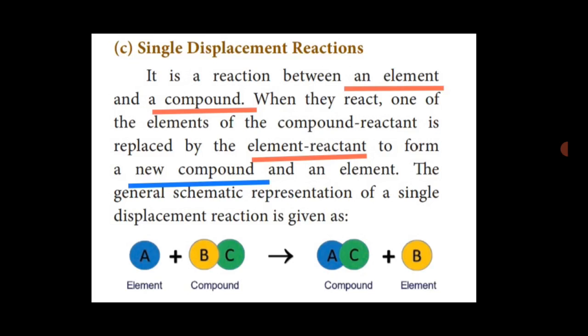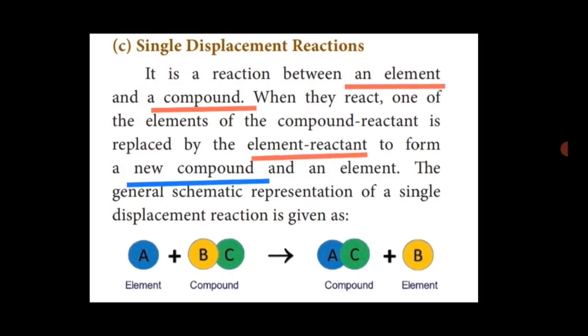The reaction between an element and a compound: one element acts as a reactant, and the compound acts as another reactant. An element in the compound reactant is replaced by the element reactant to form a new compound and an element. This type of reaction is called single displacement reaction. The schematic representation of single displacement reaction is as follows.